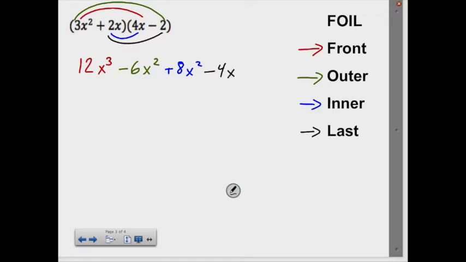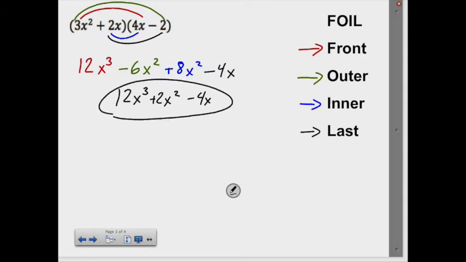This is almost in standard form. We just need to combine some things together. These two middle terms that both have an x squared can be combined. So this stays the same. The minus 4x stays the same. And the middle two terms just combine to be positive 2x squared. And we FOILed it. We're good to go. It's a handy little shortcut.